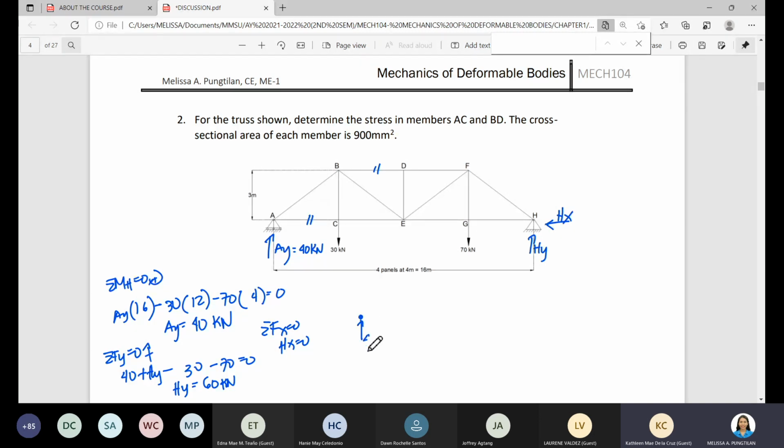So, meron tayo ditong 40 kilonewton. Assume natin yung ating force AC is in tension and then yung ating force AB is in compression. So, this is PAB and PAC. Slope niya is 4, 3. So, this is 5. Okay. So, taking the summation of forces along y direction is equal to 0. Upward positive.